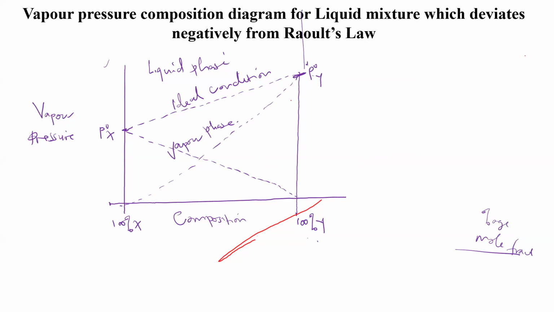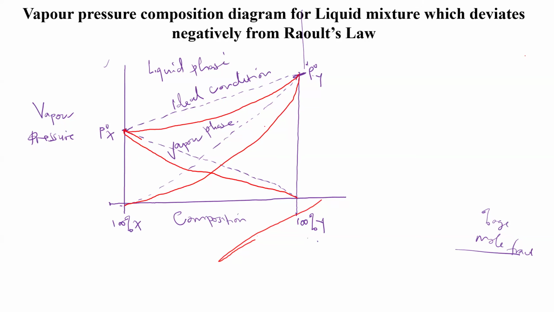Now, we said for negative deviation, the vapor pressure is lower. So meaning instead of going up this time around, it is going to be down like this. Then here it will also be down. Down, down, down, down, down. And also here it will be down.